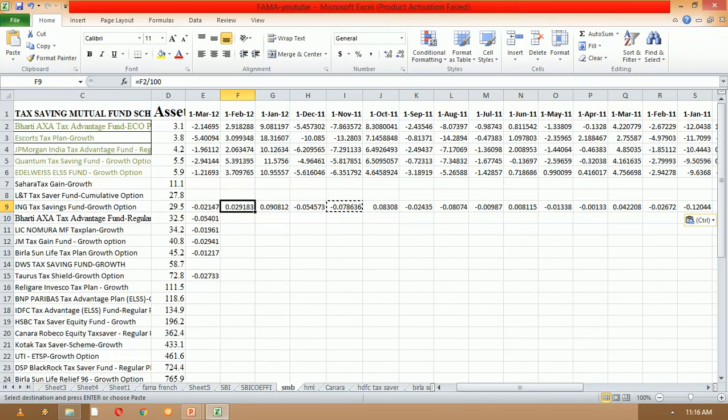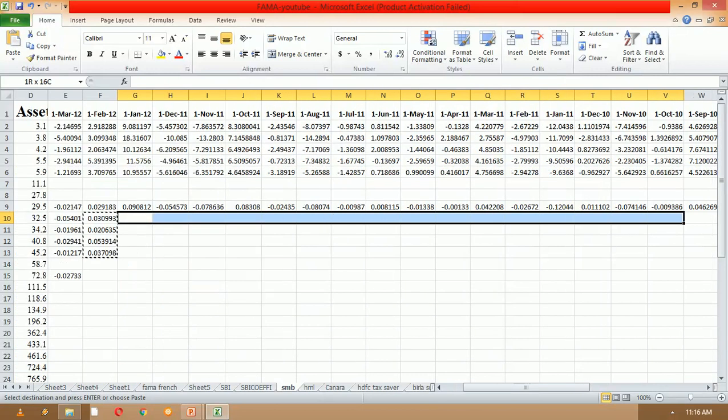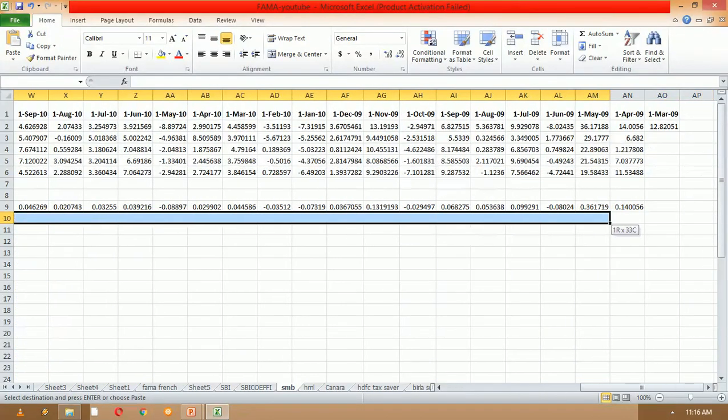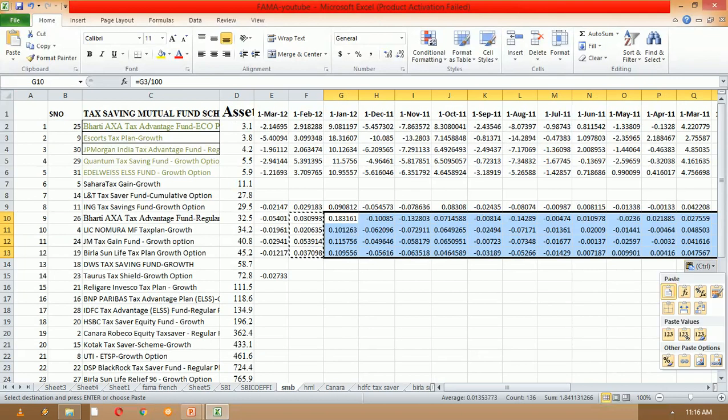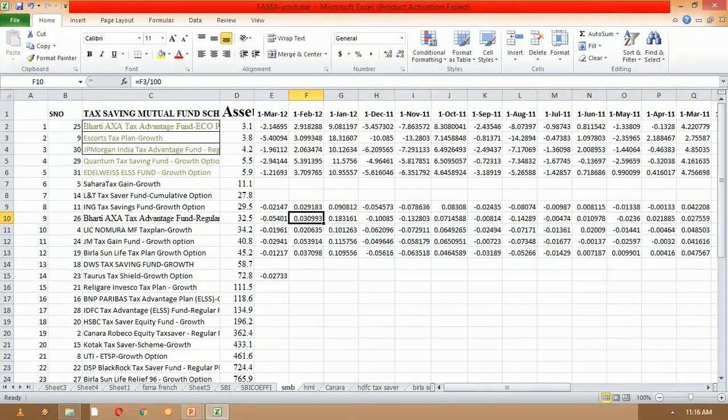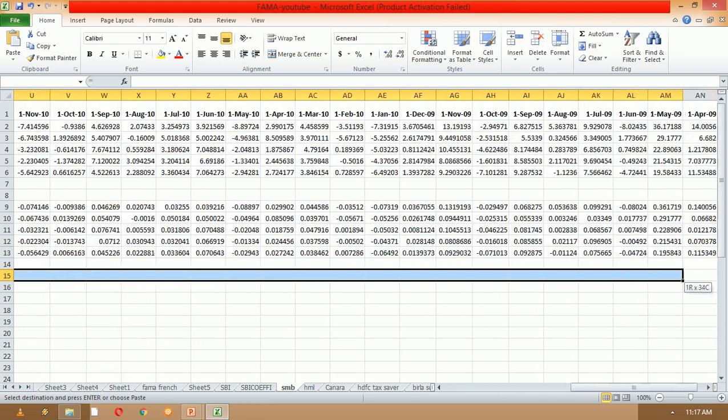Right, so same thing we have to do for the other funds also, that is equal to next scheme divided by 100. So like that we'll just copy and paste it to all the 3 years of data, right? So now we have to calculate the average value of this fund. That's what I have already calculated, the average of this. Again, we will copy and paste it to other funds.